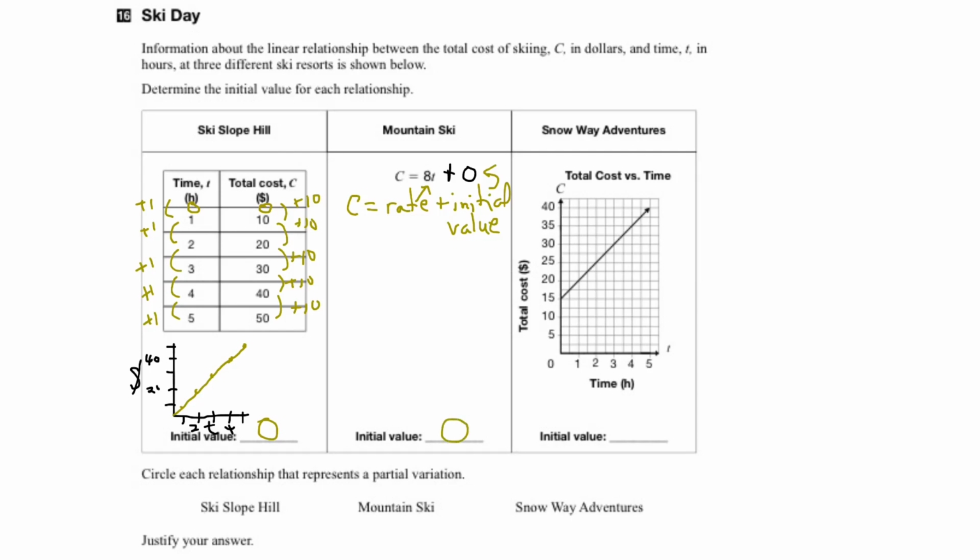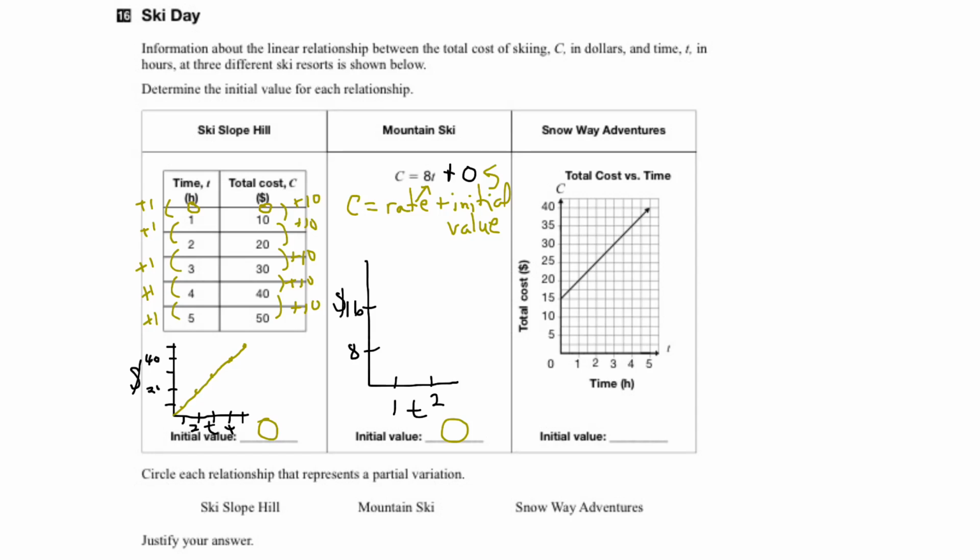Again, if we weren't sure, let's draw a graph. So the horizontal axis would be time. Let's put in a couple of times, 1 hour, 2 hours. The vertical axis would be the cost. So if I put 1 into this equation, 8 times 1 would be $8. So the cost for 1 hour would be $8. And if we put in 2 into the equation, 8 times 2 would be 16. The cost for 2 hours would be $16.